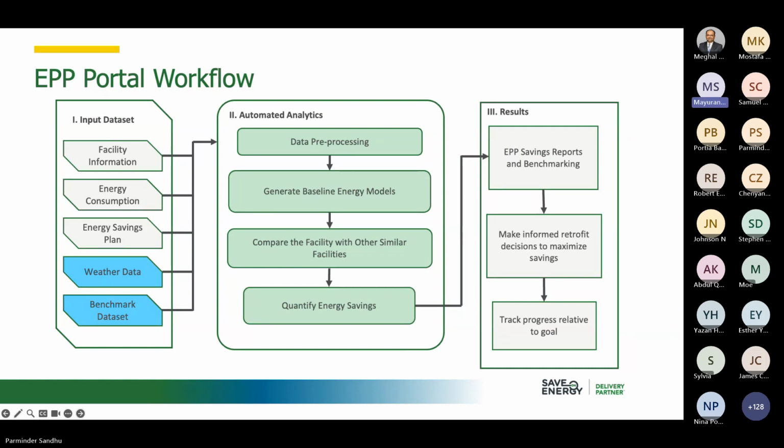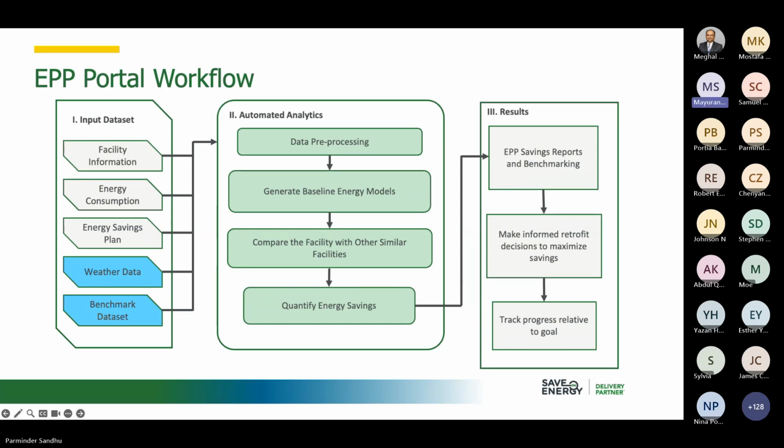The EPP portal workflow is simple in how it works. It has a three-step process, which involves 1 inputs, 2 automated analytics, and 3 results. Now I will talk about a few of the details within those 3 steps. Let's start with the input requirements. You can see these on the left side of the slide.